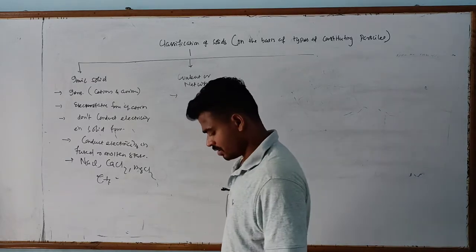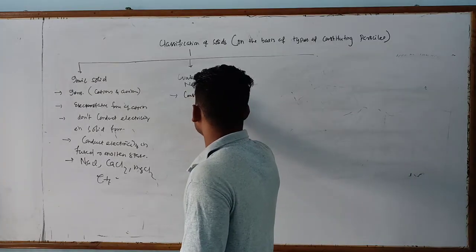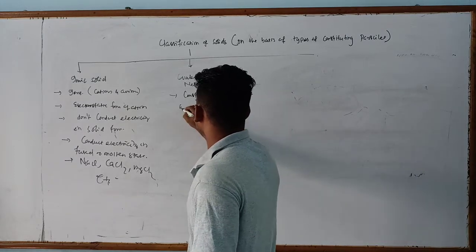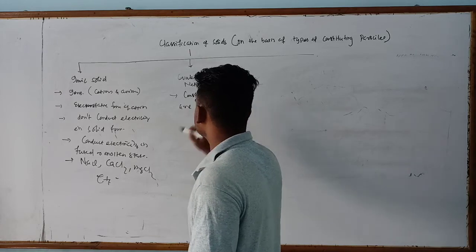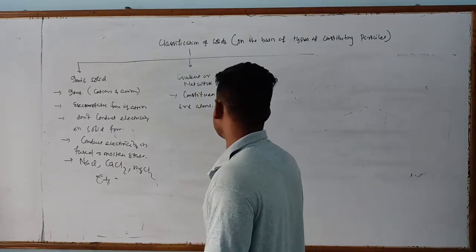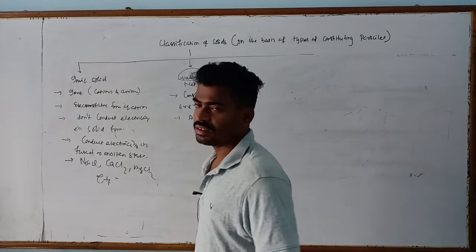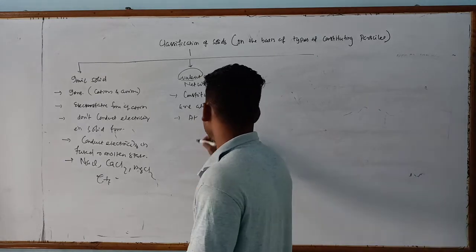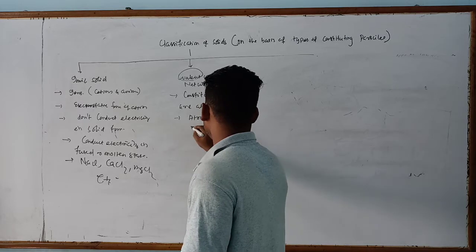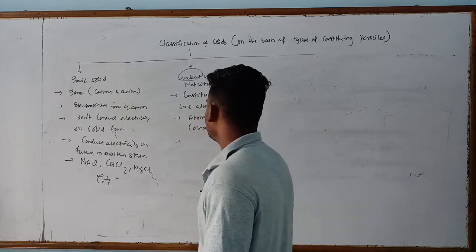Here the constituent particles are atoms, which are held together by weak van der Waals forces of attraction. Their atoms are, as the name suggests, covalent. So definitely covalent interaction is there. So atoms are held by covalent bonds. These are called network solids.